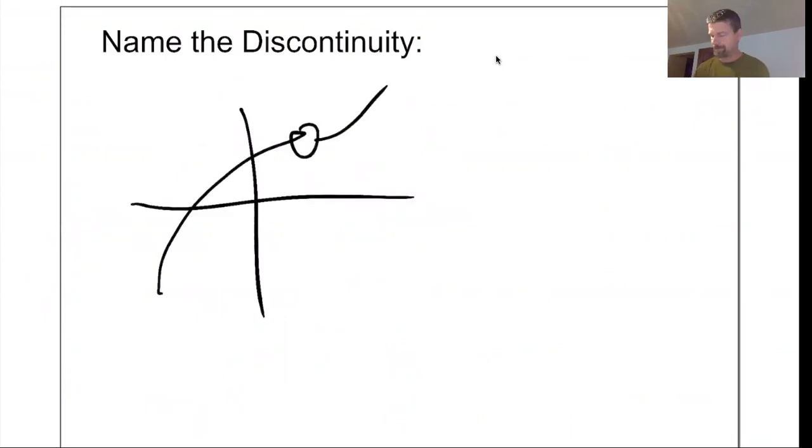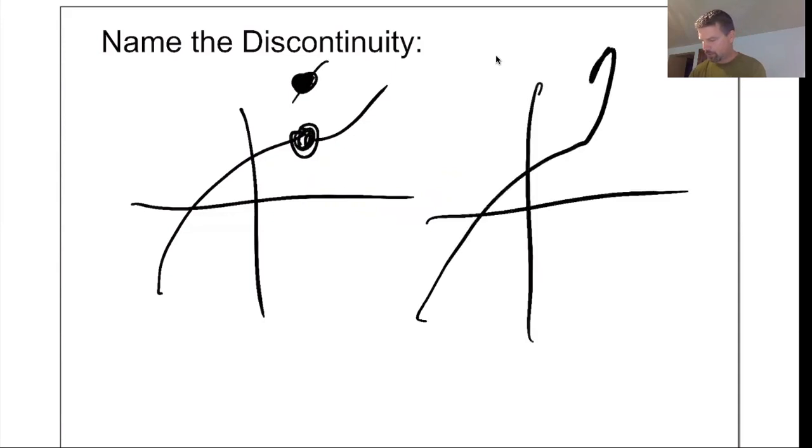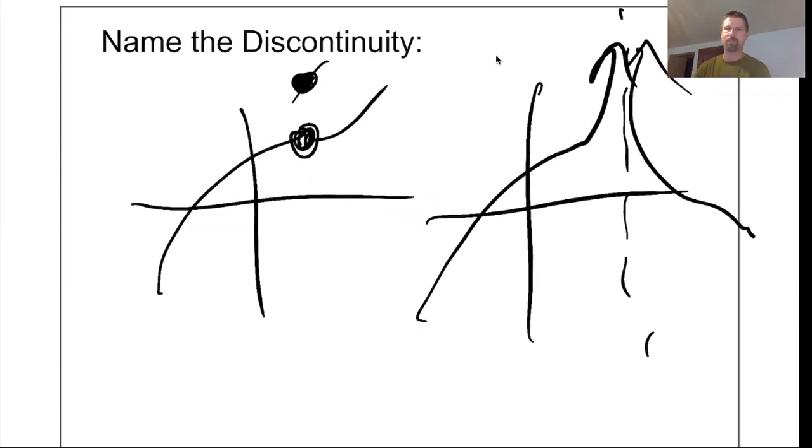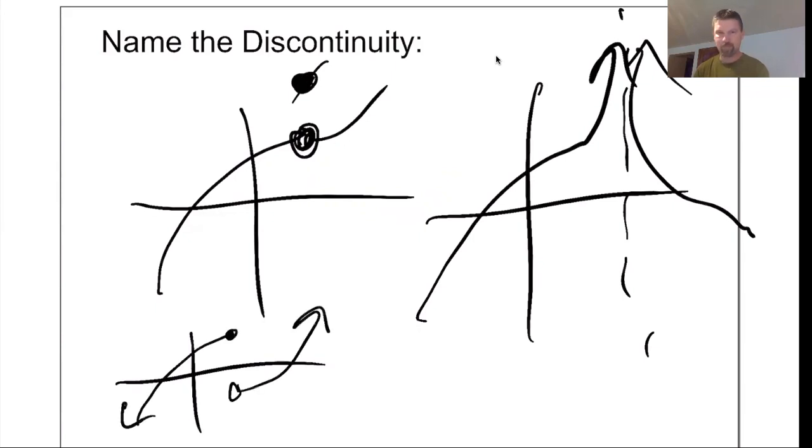It's removable, also known as a hole. Name that one. Still removable. You can change this position, put it in there, it's removable. Name this one. Infinite, going towards infinity. Name this one. It's a jump discontinuity. Clearly making a jump, can't fix it.